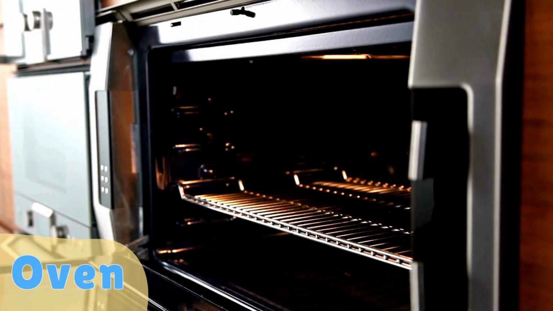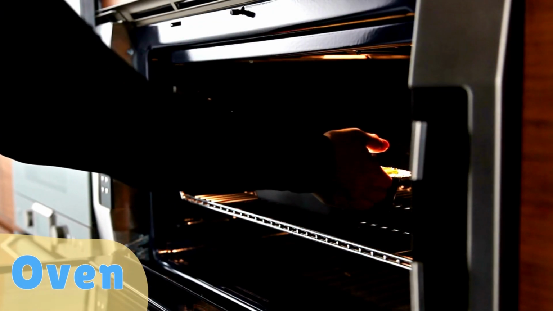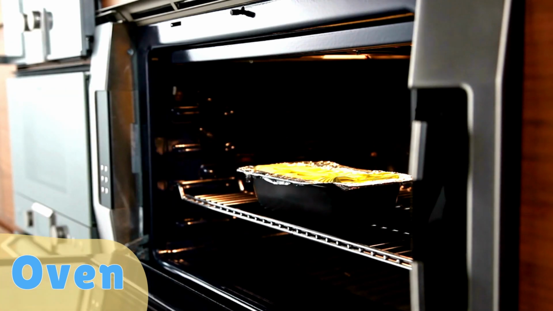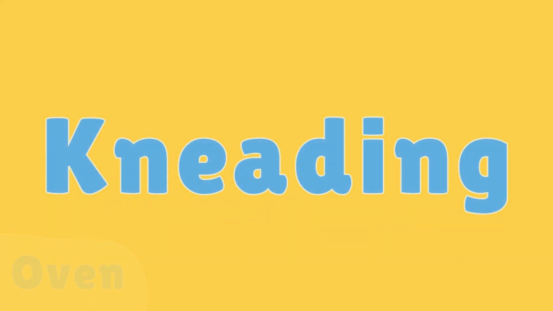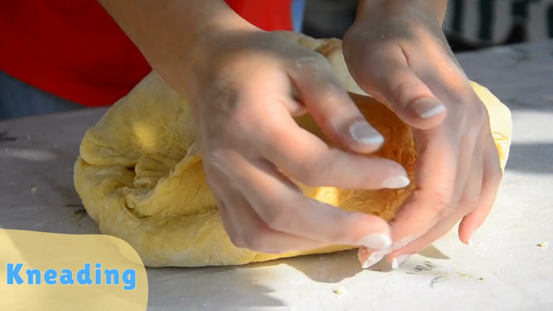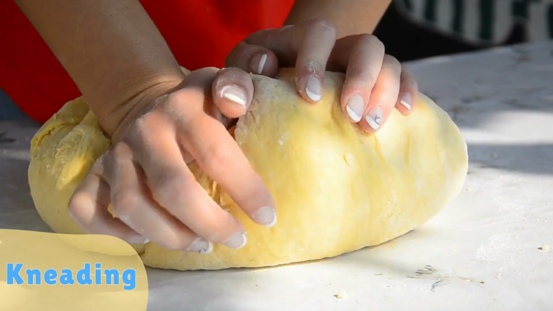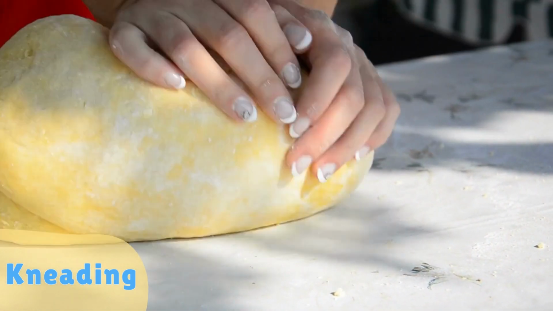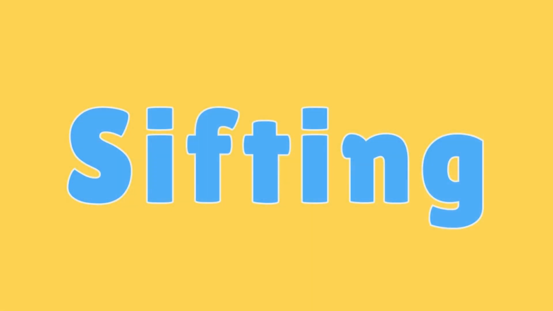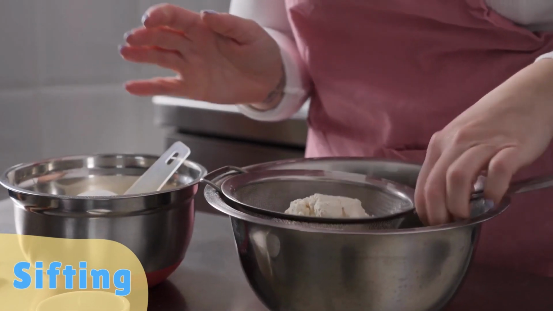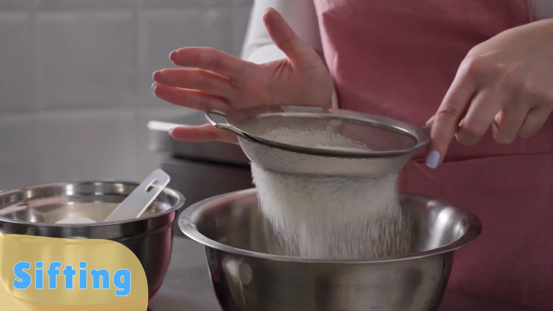Oven. An enclosed chamber or compartment used for baking or roasting. Kneading. Working and manipulating dough to develop gluten. Sifting. Passing dry ingredients through a sieve to remove lumps.